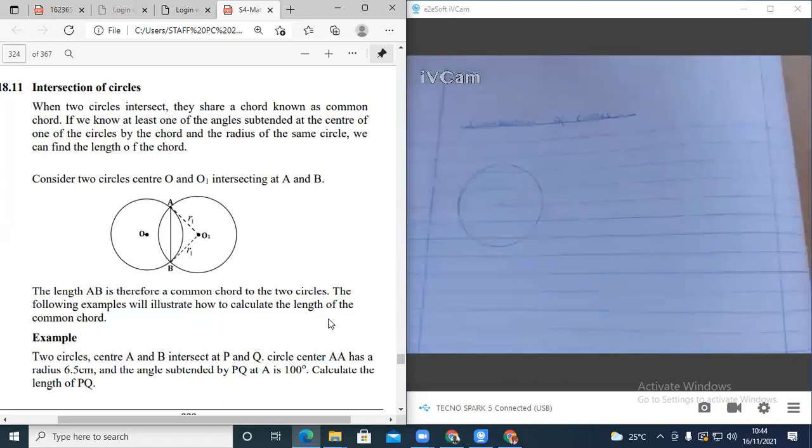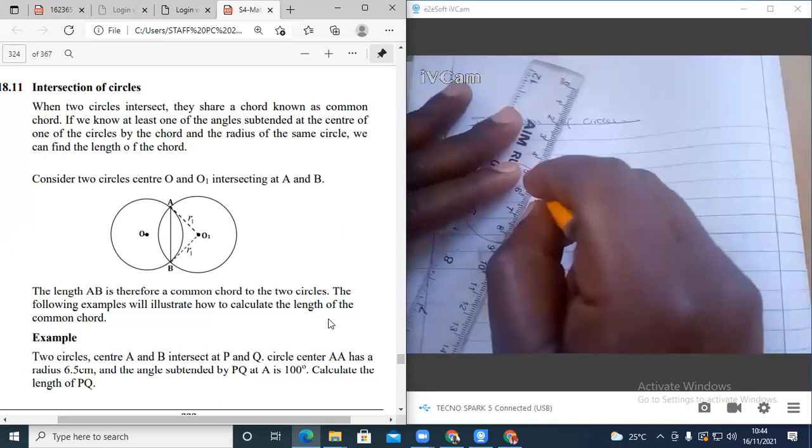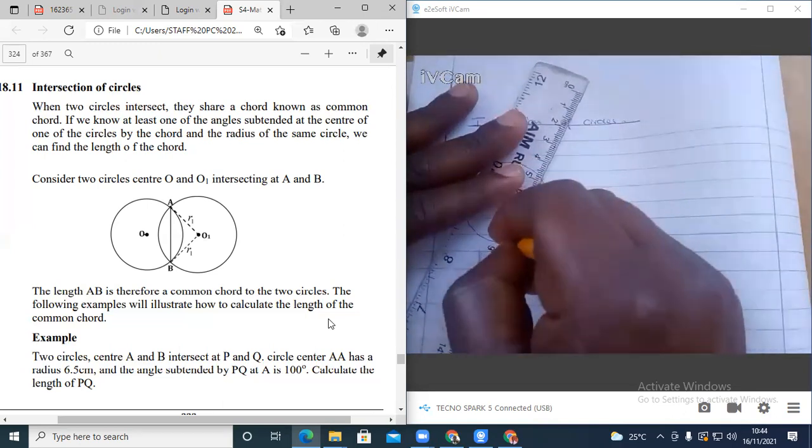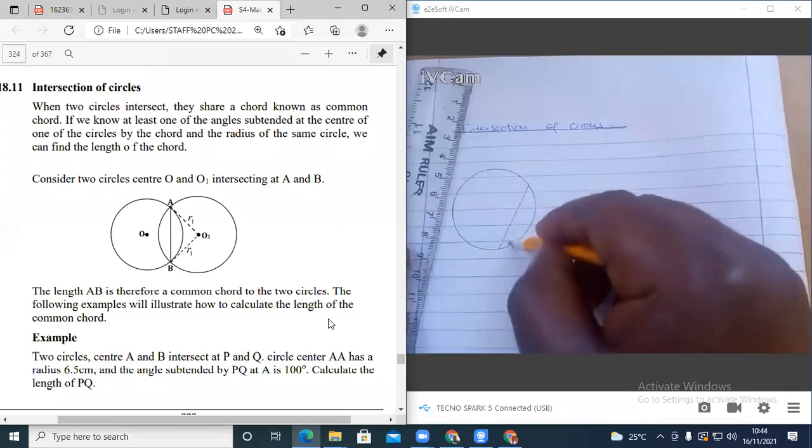Okay, we have that circle there. Then there is what we call a chord. A chord is a line that can be drawn and joins 2 points on a circumference. So this can be a chord. This one can be a chord. That is a chord. It's just a line joining 2 points on a circumference.